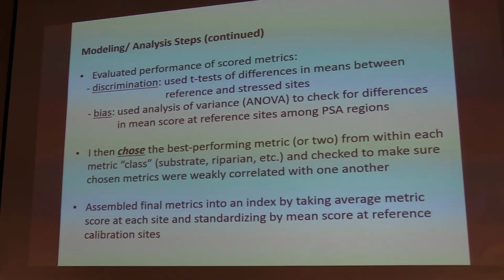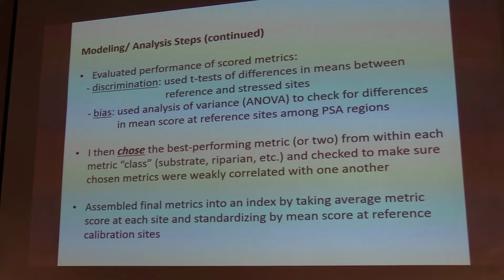We evaluated metric discrimination using t-tests of the differences in means between reference and stress sites, and we evaluated metric bias using analysis of variance to check for differences in the mean score at reference sites among PSA regions. Basically, a good performing metric is one that shows good discrimination, with a high t-statistic between reference and stressed, but doesn't show bias among regions. So it has the same mean score among ecoregions.